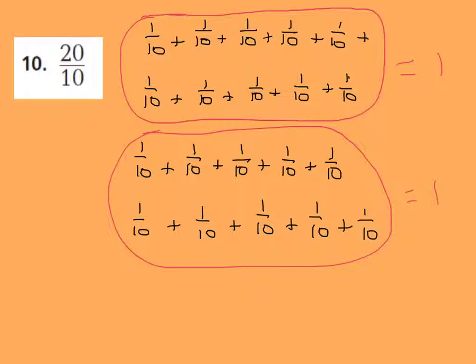Therefore, 20/10 is the same thing as 2 wholes, and there's no fraction left over or no remainder. So another way that you can do this is to look at this improper fraction and ask yourself, how many times can 20 be divided by 10? And you could say 20 divided by 10 is 2 wholes.